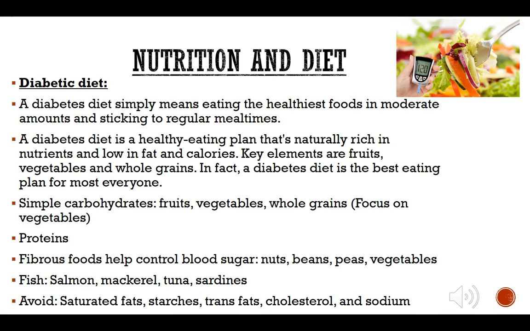A diabetic should be recommended to eat simple carbohydrates such as fruits, whole grains. They should focus on vegetables, proteins, fibrous foods such as nuts, beans, and peas, fish such as salmon, mackerel, tuna, and sardines. Diabetic individuals should avoid saturated fats, starches, trans fats, cholesterol, and sodium.